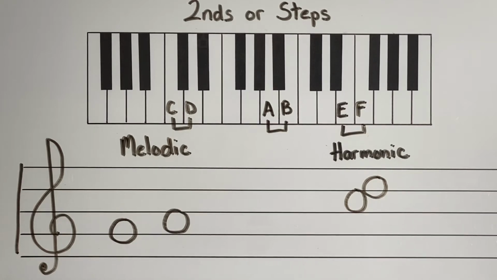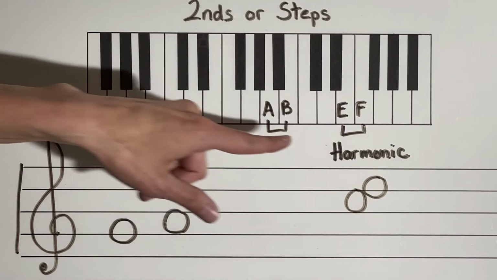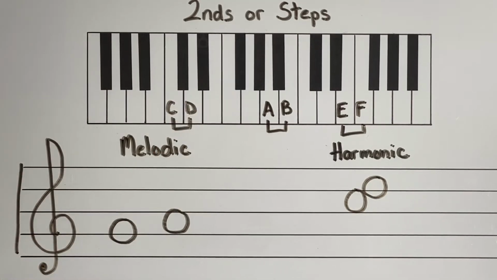The one other thing I wanted to point out is with intervals, they will tell you, first of all, what the size needs to be. If it's a second, or we'll learn about thirds, fourths, and fifths, they will ask you to say, is it a melodic or a harmonic interval? And you have to say that or write it.